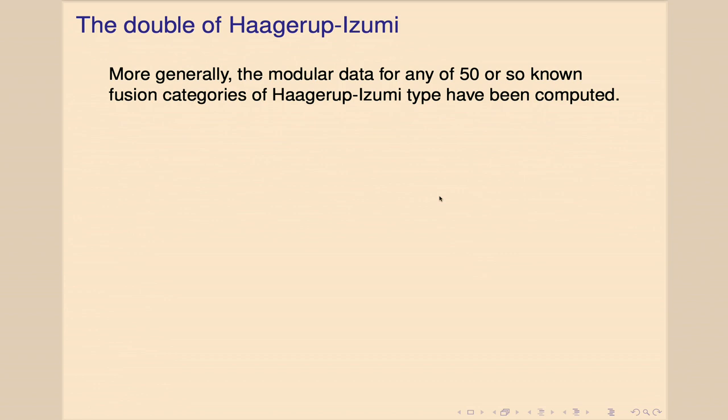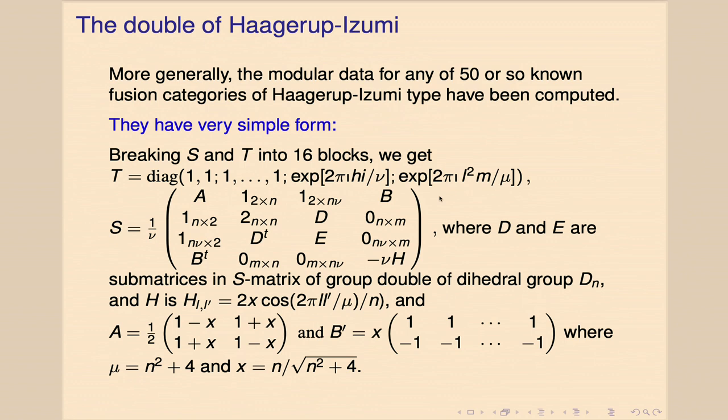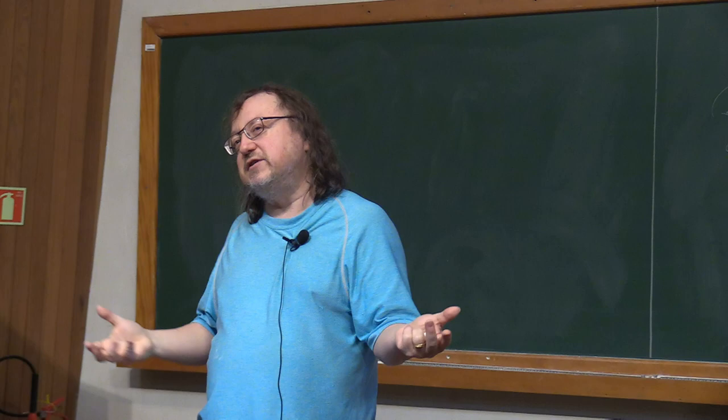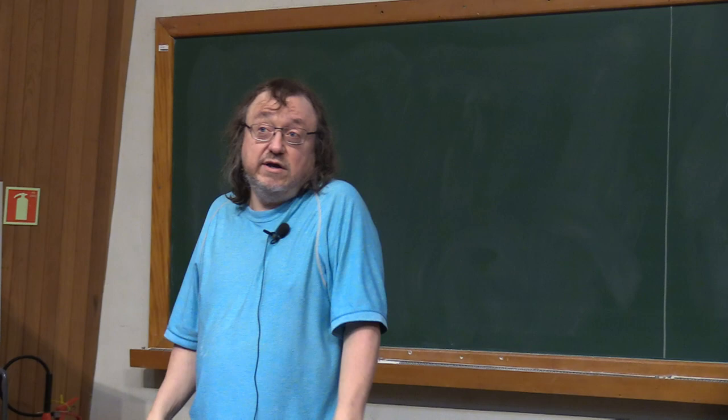Okay, so we have something like 50 fusion categories of Haagerup type, and these modular data have been computed for all of them. What you end up with is you can write it down in block form. It's a very friendly thing. In fact, the ingredients that go into it are really simple, familiar things. From the modular data point of view, it looks like it's built up out of little chunks of very familiar, non-exotic stuff, but put together in a way that we've never seen before in any other examples.